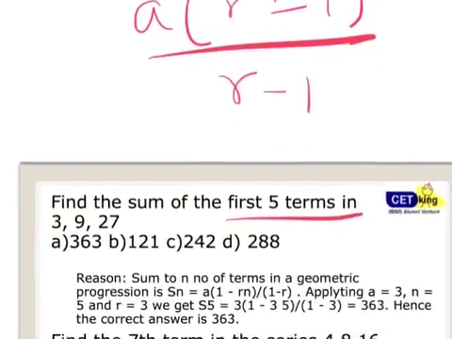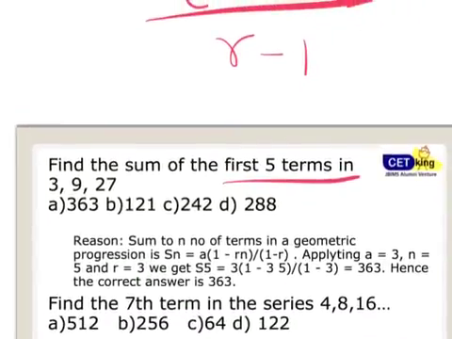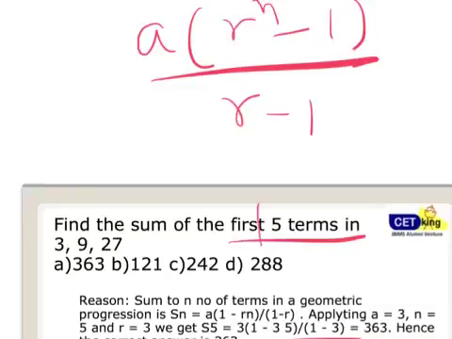Alright, so the calculation part I am leaving on to you. So I can use my formula here. Answer is 363. Okay. If I want to avoid my calculation, one thing I know is that this has to be a multiple of 3. Why? Because my first term is 3. If your first term is 3, every number has to be a multiple of 3.